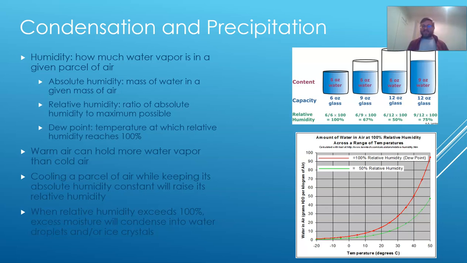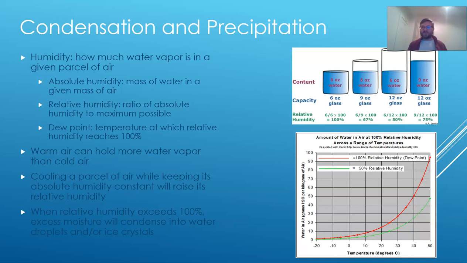So if the size of that maximum is controlled primarily by temperature, then there's going to be a temperature at which your relative humidity reaches 100%. If you've got a certain amount of water vapor in your air, there's going to be a temperature at which, if you cool that air to that temperature, you're at 100%. Your maximum possible humidity that you could hold in that air is equal to the amount that's actually there. We call that temperature the dew point.